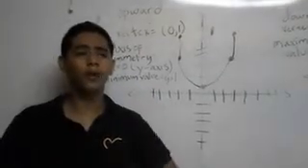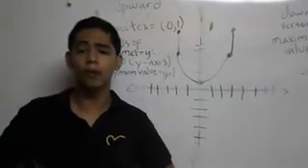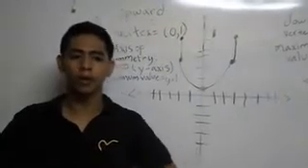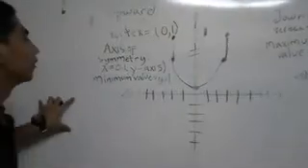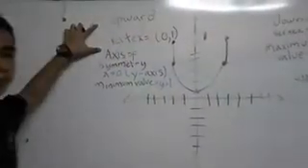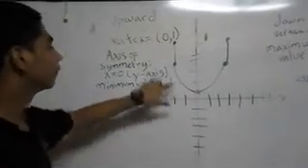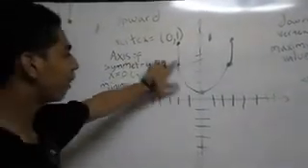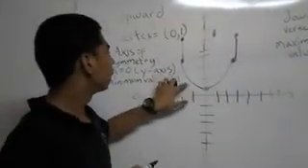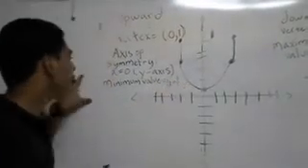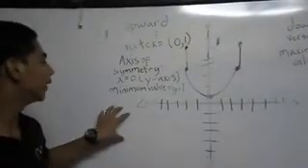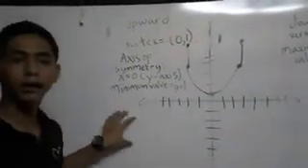And now, I will give examples of how to determine the direction of opening, vertex, axis of symmetry, and minimum or maximum of a graph. This one, the opening of this graph is upward. You may see on this graph, the graph is positive, and this vertex is 0, positive 1. The axis of symmetry is 0, the y-axis, and the minimum value is y equals 1.